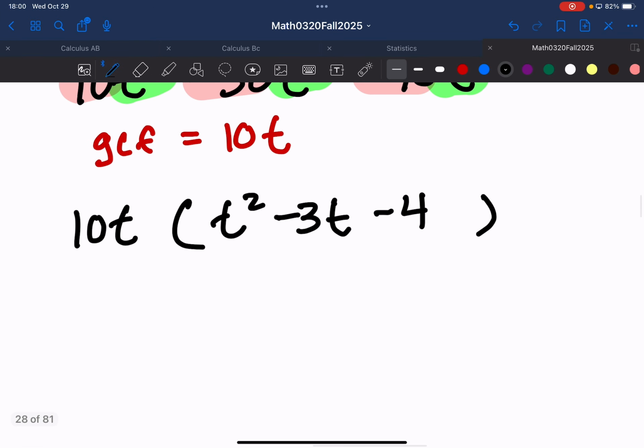Notice when I took out the GCF of 10t, I am now left with something that can be factored. I can now identify my A, B, and C. So that's what I'm going to do next. I wasn't able to start my process until I put everything in order and took out a GCF.